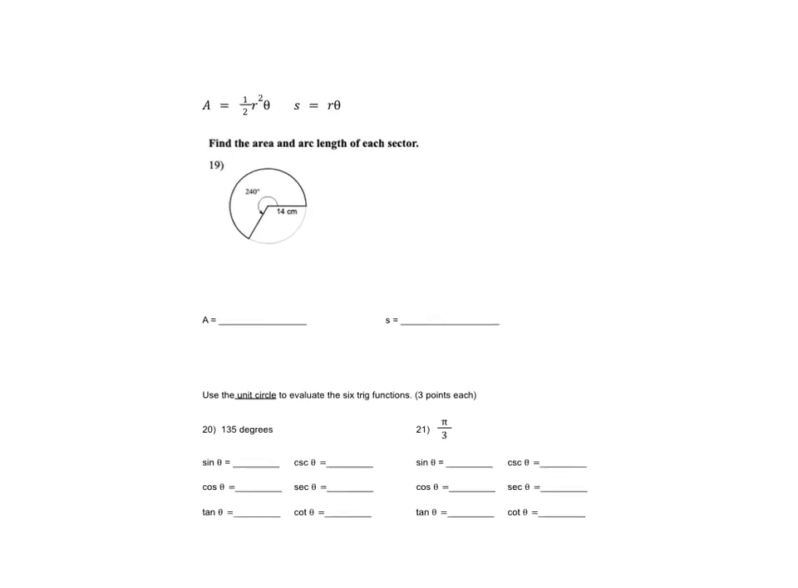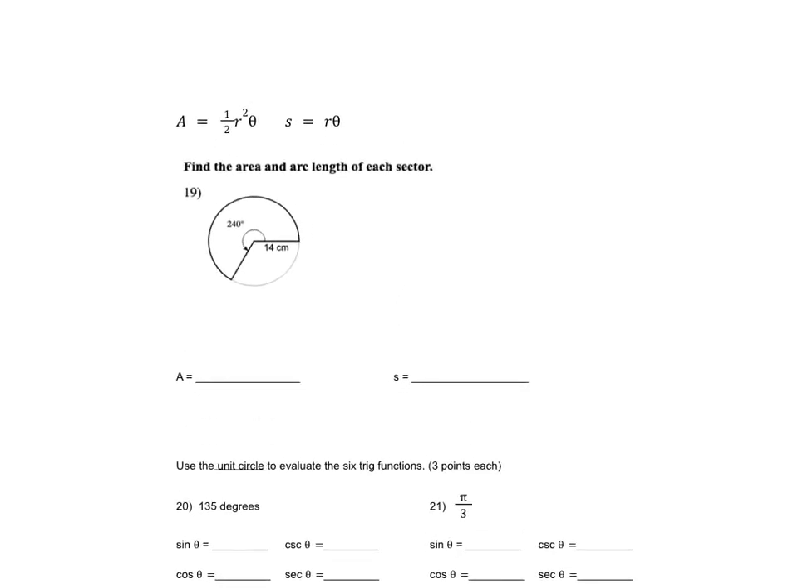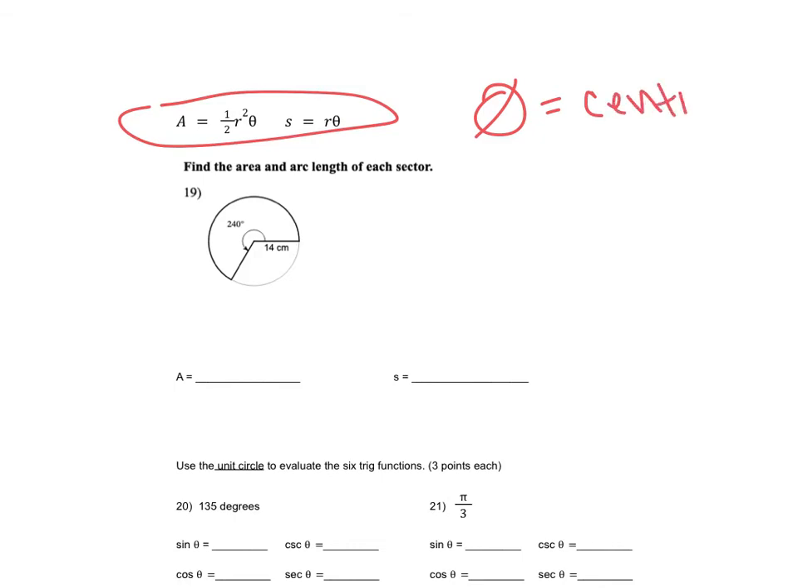So our next section is going to be area and arc length of a sector. We have our formulas up here. That's something that you are going to need to remember for your test. And the other thing that you need to remember is that theta is the measure of the central angle in radians. So the first thing you do is change that 240 degrees to radians. So let's go ahead and do that.